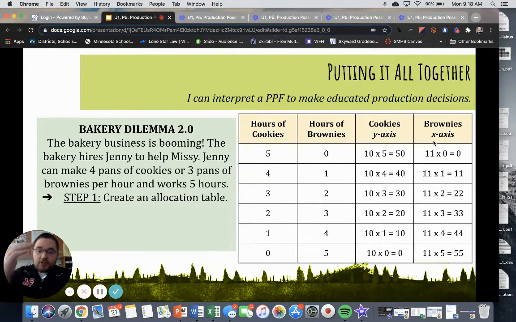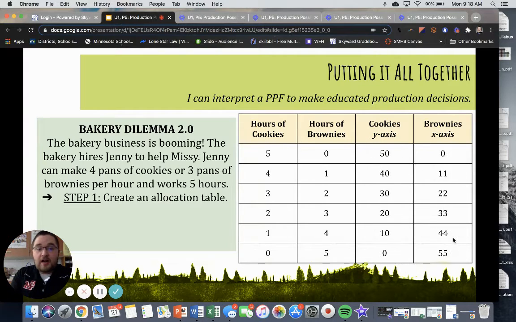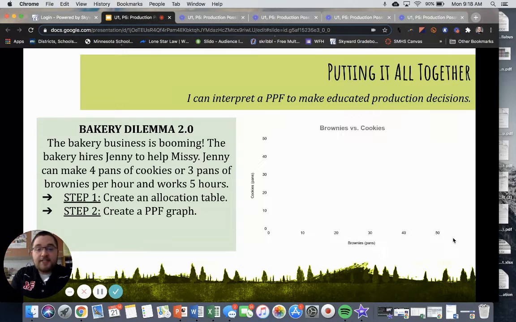So we're just going to plug and chug and complete this allocation table just like we did in the previous example. So again, they can make 50 pans of cookies or 0 pans of brownies if they invest 5 hours making cookies. If they work 2 hours with cookies and 3 hours with brownies, they could make 20 pans of cookies or 33 pans of brownies, right? So this kind of goes on and on, just like we saw in the previous table. I'm not going to read all of these off, but check your work, see how you did.